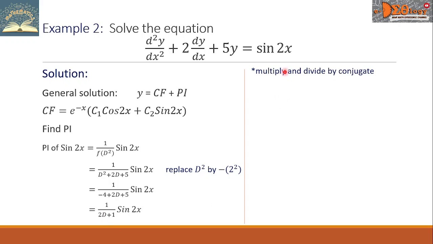Next step is we're going to multiply and divide by the conjugate. So the denominator here is 2D plus 1. The conjugate is 2D minus 1. We multiply this conjugate in the denominator and in the numerator. In the numerator, it becomes 2D minus 1 over. The denominator becomes the square of 2D minus 1 squared. We simplify this 2D squared, and this becomes 4D squared minus 1.